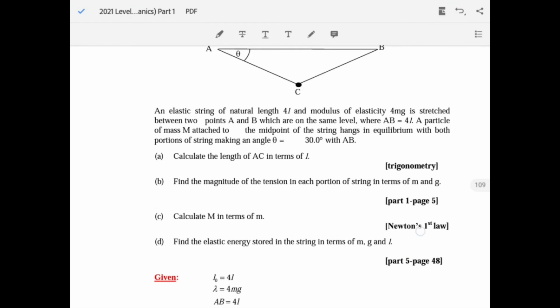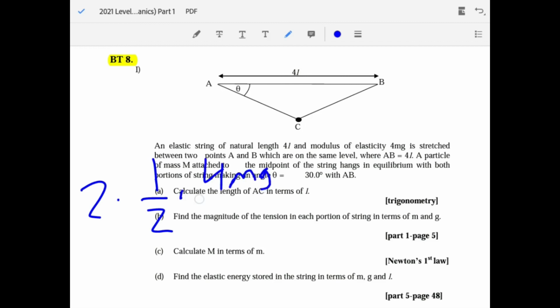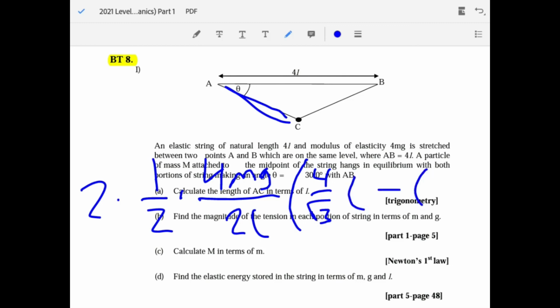Part D, find the elastic energy stored. Okay, so you have two portions, and you can just calculate it by multiplying by 2 times whatever you get of one portion. So 2 times half k, which is lambda over L0. So 4mg over L0, where L0 is 2L, because we're just taking one portion. That's the original length. Into what we got, so 4 over root 3 L minus 2L, sorry. And then square it, because this is energy, so delta x squared.